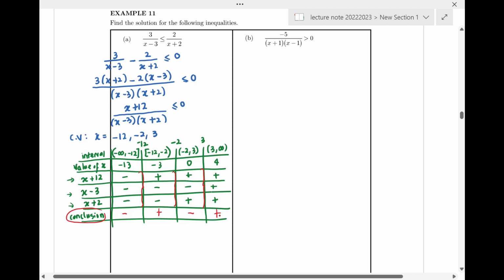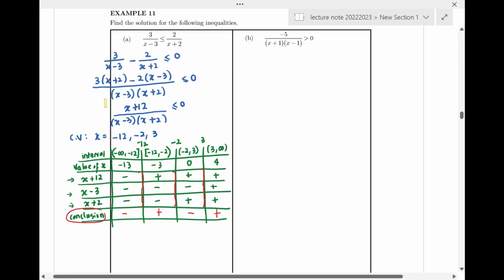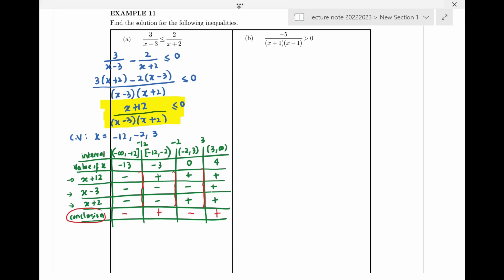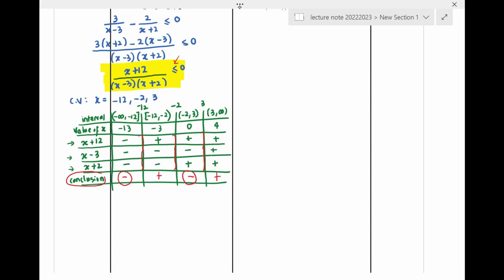So how do we choose our answer? So that's what I told you earlier, that I would love to highlight my answer, the last one that I got before I use any method. So we want here less than 0. Okay, we want here less than 0. Less than meaning that a negative symbol. So negative and negative.